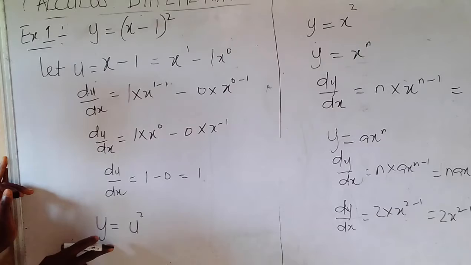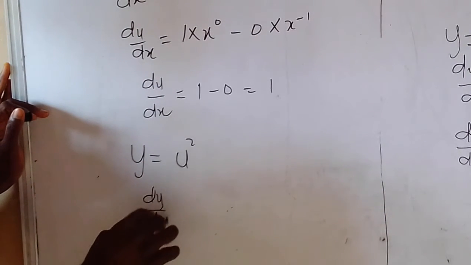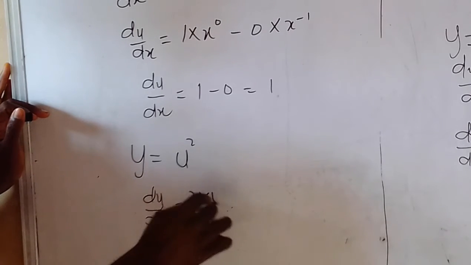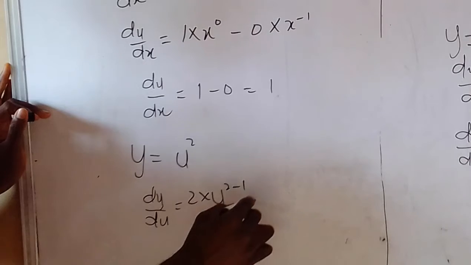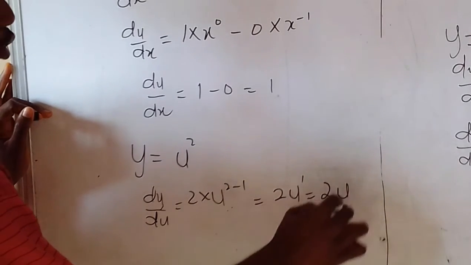So differentiating y with respect to u in this case, dy/du equals, how we did it earlier, 2 times u raised to the power 2 minus 1, which gives us 2u raised to the power 1, which leaves us with 2u.